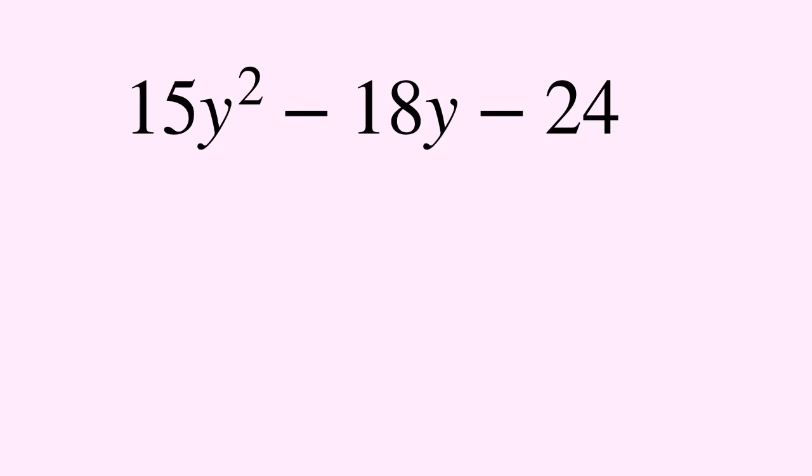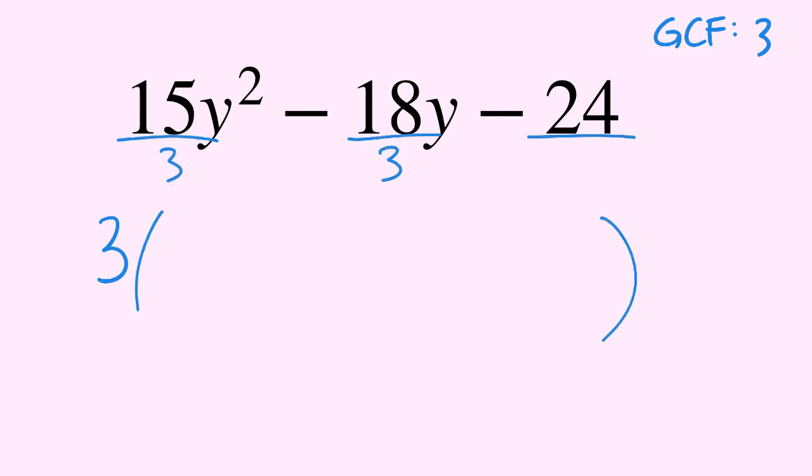But the greatest common factor here is 3. So 3 goes into all 3 of those. So let's pull out the 3. If I divide all of these by 3, what do we have left? So this would become 5y squared. And then 18 divided by 3 is 6, so this would become negative 6y. And 24 divided by 3 is 8, so minus 8.